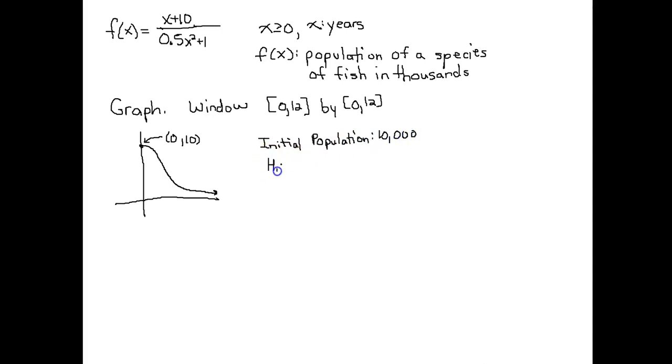We have a horizontal asymptote at y equals 0, which if you just look at your original function, you can tell that. Original function, you have a degree of 1 in the numerator, degree of 2 in the denominator. So the degree in the numerator is smaller than the degree in the denominator. So that tells us we have a horizontal asymptote at y equals 0. So the fish species is dying out over time.